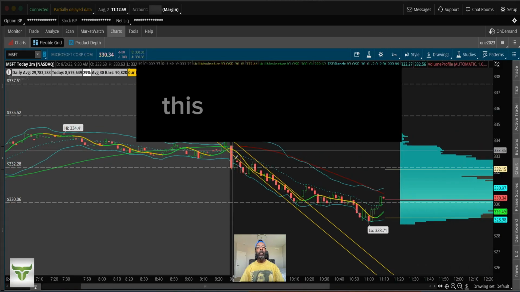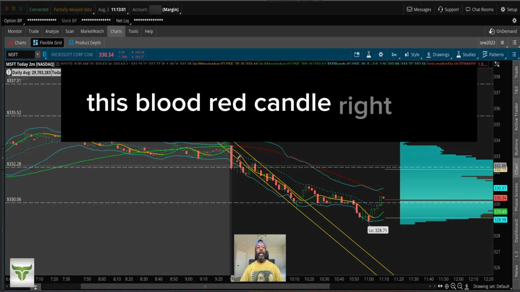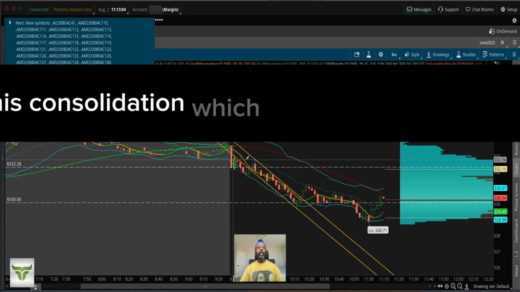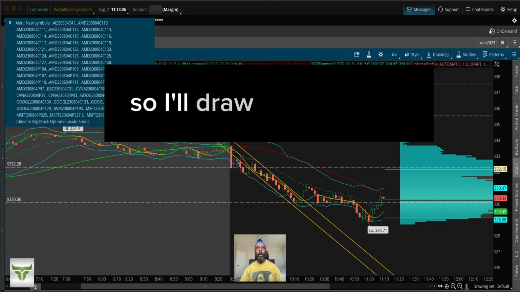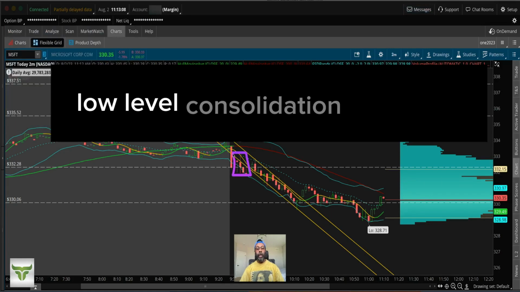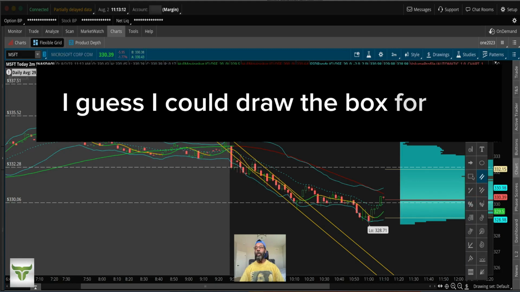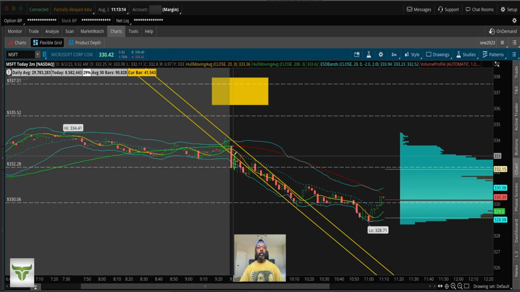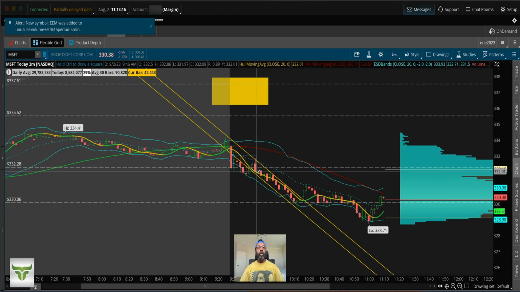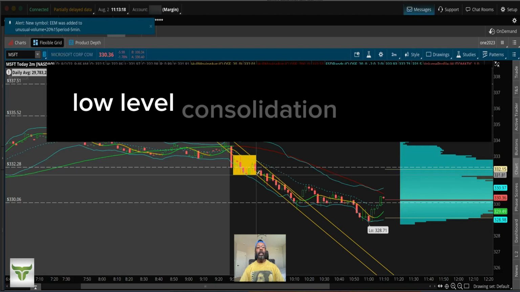But this setup, this is what I look for. This blood red candle right here, this consolidation, which is low level consolidation. So I'll draw it out for you. Low level consolidation right here. That's what I'm looking for. I guess I could draw the box for you. Low level consolidation right there.